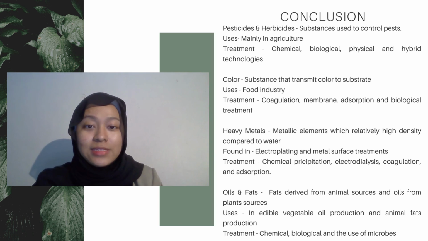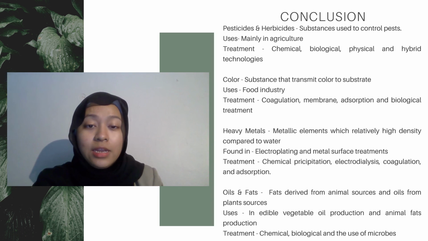To conclude, pesticides and herbicides are substances that are used to control pests. Industries that use pesticides and herbicides are mainly agriculture. Treatments in wastewater are chemical treatment, such as chlorination, and biological treatment, such as membrane bioreactor. They also have physical and hybrid treatment technologies.